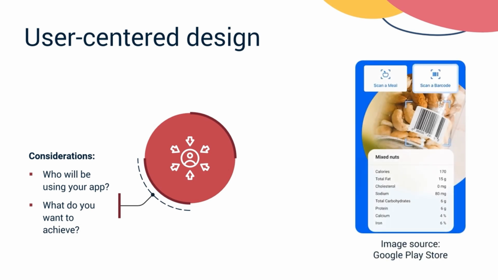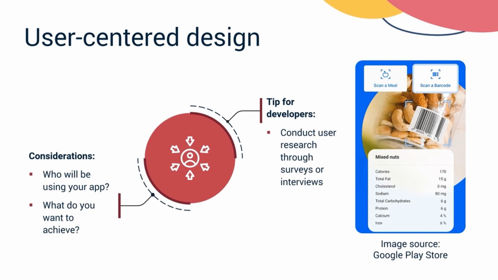For example, the MyFitnessPal app's easy-to-navigate interface simplifies the process of logging meals and workouts, helping users stay on track with their fitness goals. You can guide your app design choices by conducting user research through surveys or interviews. This will help you understand your target audience better.